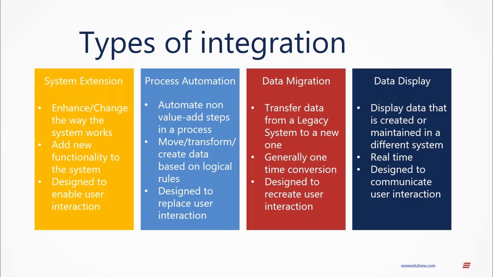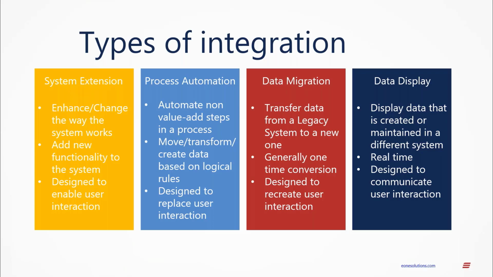Okay. I've been forgetting my last bullet points. Under process automation, we're trying to replace end user interaction, and under data migration, we're actually recreating end user interaction. So this is something that happened in the old system. We just need to reflect it in the new system. Okay, and finally, data display.